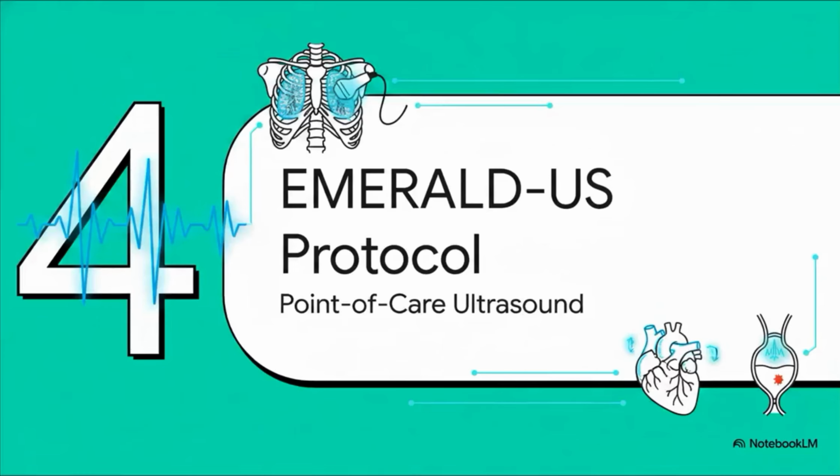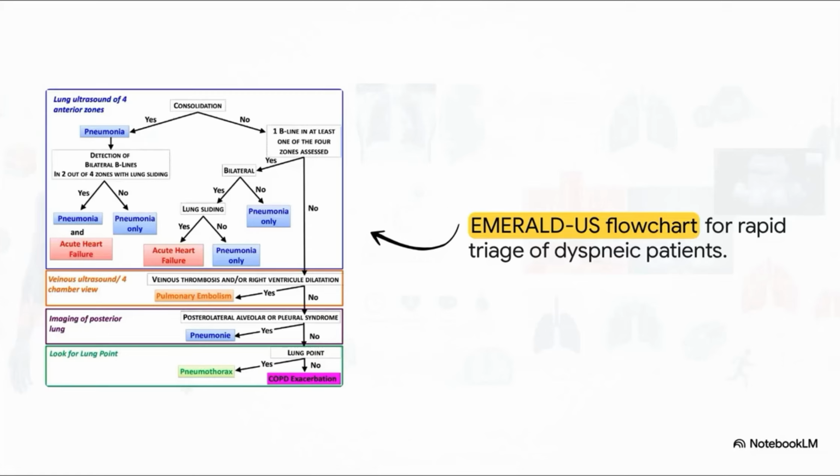And that brings us to Section 4, the Emerald US Protocol. This protocol was developed precisely to address that 70% accuracy limitation. It provides a rapid, visually driven flowchart to triage your dyspneic patients safely and effectively right there at the bedside. Instead of waiting hours for lab work or a CT scan, you run this sequential ultrasound protocol.